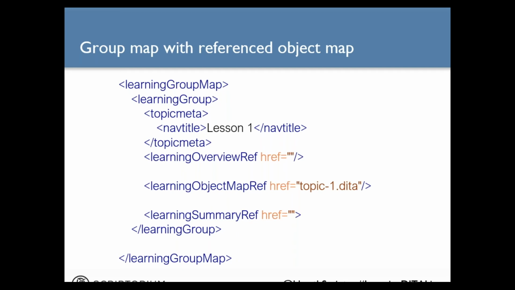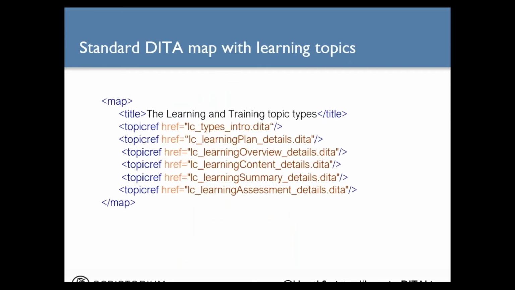So, you can do this the same way that you would use any other data map, where you can create a list of topic refs that are nested within each other, or you can create another map that's referenced within that map. Okay. And then again, I want to point out that this is really flexible. So we've got these learning topic types and we have these learning maps, but it's possible to reference these data topics that you're creating in the learning and training specialization within normal data maps and content.